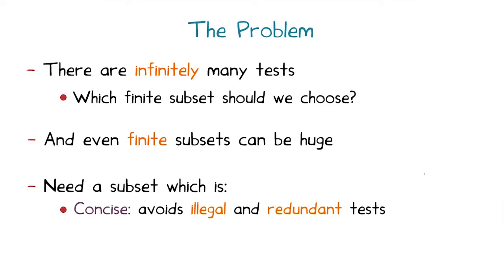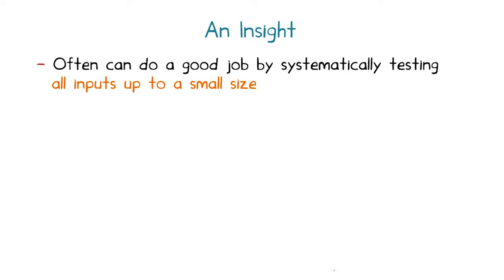By concise, we mean that it avoids 2 kinds of test inputs: illegal ones that do not exercise interesting functionality of the software, and redundant ones that exercise the same facet of the software. By diverse, we mean that it gives good coverage of the software, as measured by some number of code coverage metrics. One insight into automatic test creation can come from thinking about small test cases.